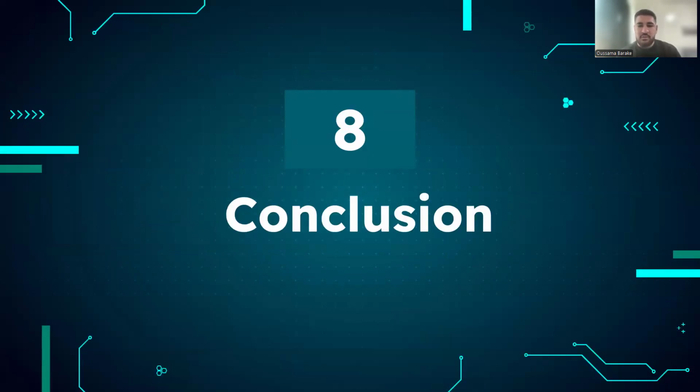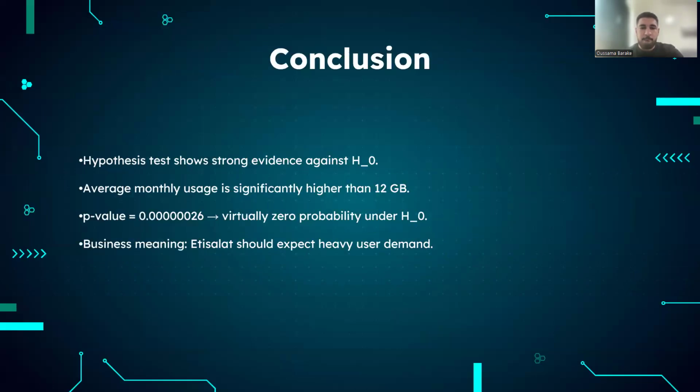And finally, for the conclusion, the hypothesis test shows strong evidence against the null hypothesis. Average monthly usage is significantly higher than 12 GB. The p-value is equal to 0.0000026, virtually zero probability under the null hypothesis. And the business meaning: Etisalat should expect heavy user demand.